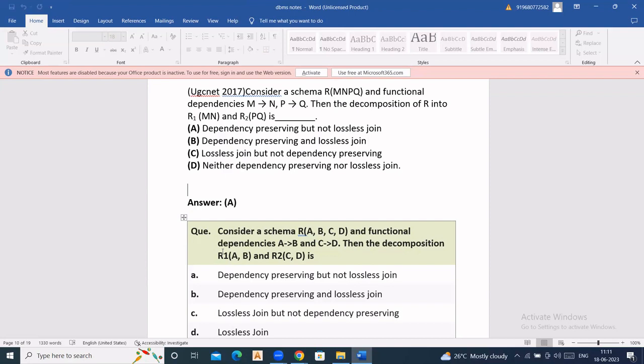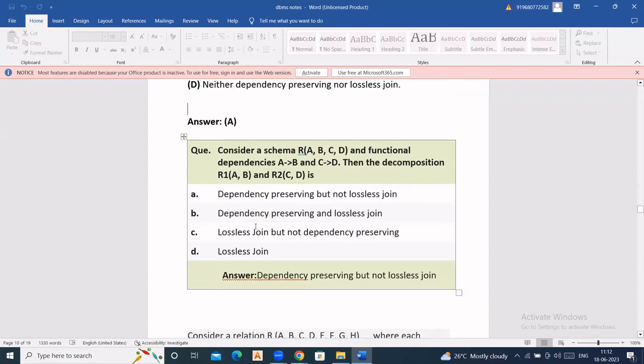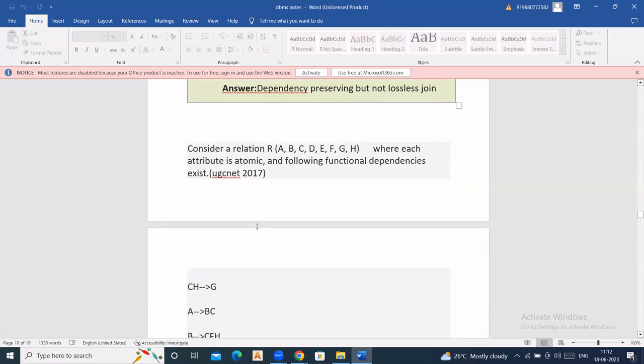Ma'am, in this there is no common on the left side. How can I find out the answer? It is not common, ma'am. R1 and R2, it is not common on the left side. Then what is the answer? Then it is lossy. Yes. So it is not lossless, it is lossy. Not lossless. I have not said that it should have a form. There is no rule like that. Yes, the correct answer is lossy. Okay, thank you.